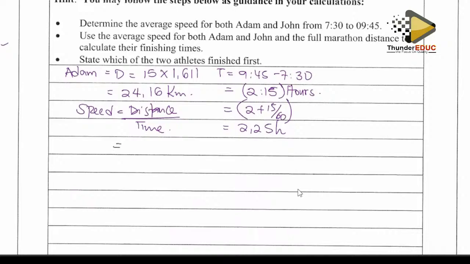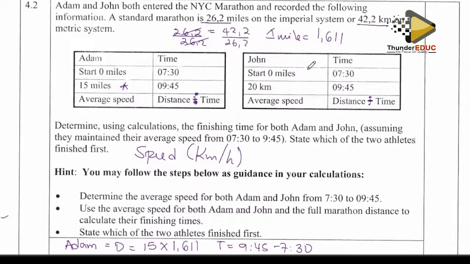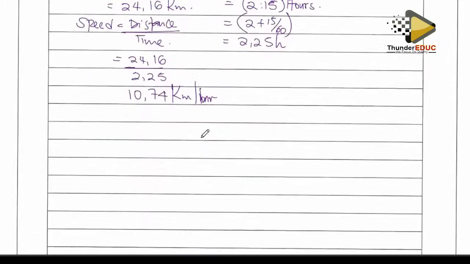We shall say this is Adam's. The distance we've got, we divide by the time. And Adam was running at 10 kilometers per hour. So for John, it will be so easy. Why? Everything is in metric and we also got the time. So we just need to look for the speed. John covered a distance of 20 kilometers in the same time. At what speed was it?